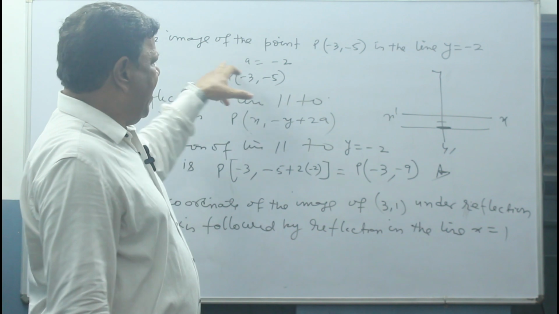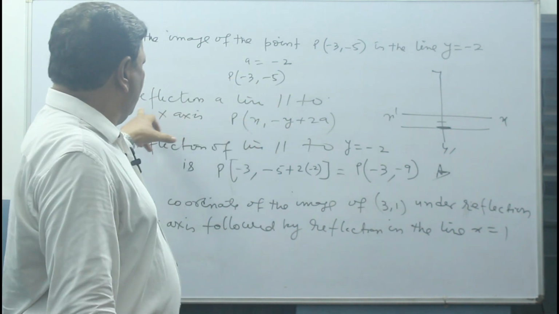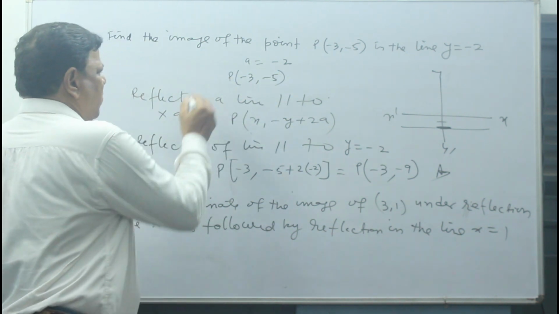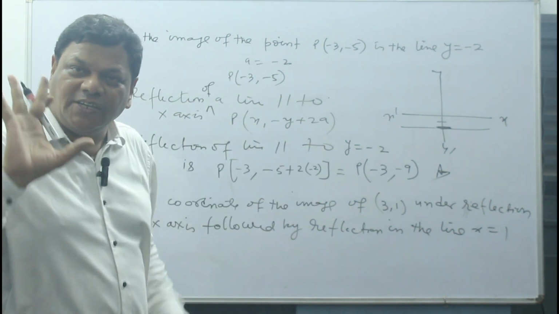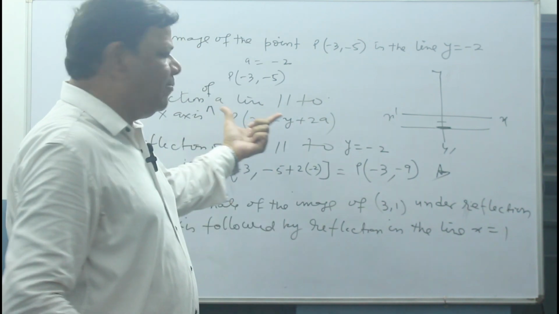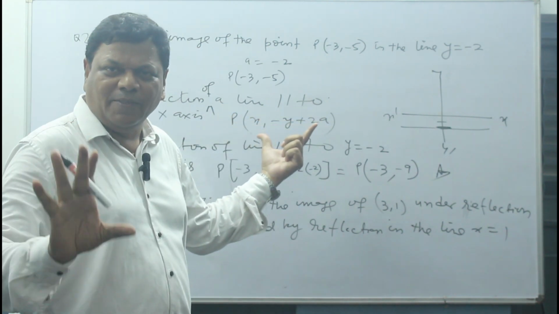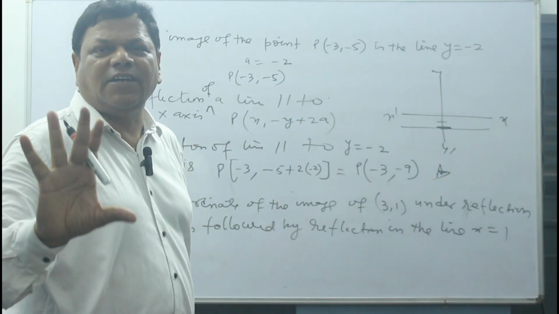Okay? A equal to minus 2 is given. Reflection of a line parallel to the x-axis. This is the formula already given in the concept video. This formula I have written. If you do not write, it is not a problem, but I have written here so that you can understand very well.